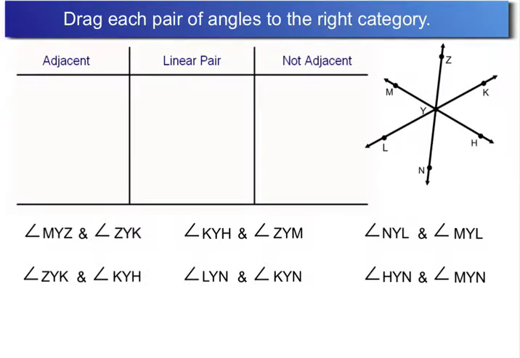The next thing that I would like for you to do is arrange these angles into their proper category. There are 3 categories here: adjacent, linear pair, and not adjacent. Of course, linear pairs are adjacent. However, I want the angles that are linear pairs to fall in this category. I want the most specific definition for them. Angles that are just adjacent should be in the other column.